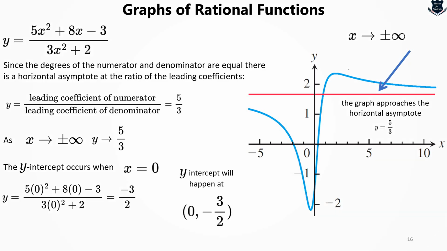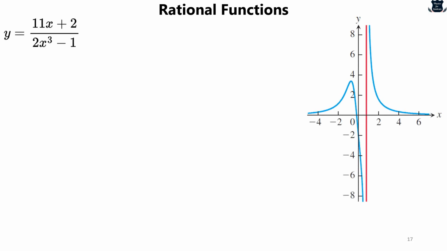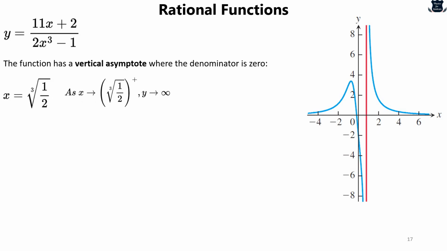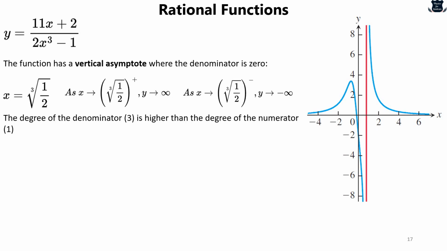Let us see another example of a rational function, this one. Here the function has got a vertical asymptote. Yes, here you can see it is. And the same rule applies: the function has got a vertical asymptote where the denominator is 0. So as x is this one, and as this goes towards, y goes towards positive infinity, and as x is this one, y goes towards negative infinity.